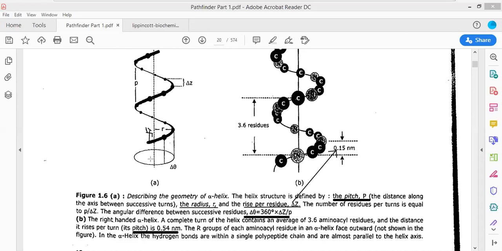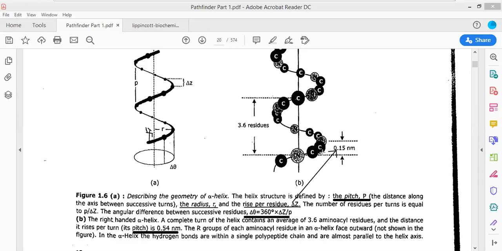So there is a formula: change in the rotation equals the change in rotation per residue divided by pitch. Why has pitch been divided? Pitch is the lateral distance. Now see this, there is a change of 360 degrees. How many amino acid residues are required for a complete 360 degree turn? 3.6 residues are required. So 0.15 into 3.6 divided by the pitch, that is 0.54, will give you an angle of 360 degrees. This is what I am trying to explain to you.